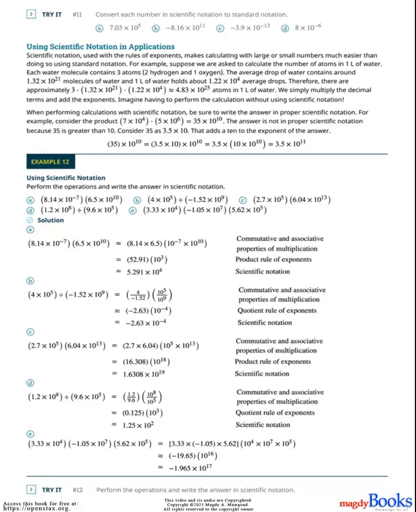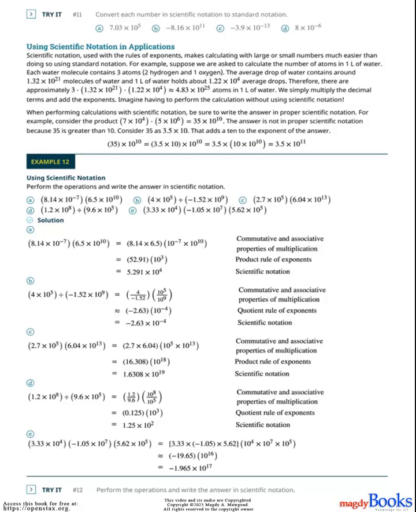Commutative and associative properties of multiplication. Equals (52.91)(10 to the power of 3). Product rule of exponents. Equals 5.291 multiplied by 10 to the power of 4. Scientific notation.